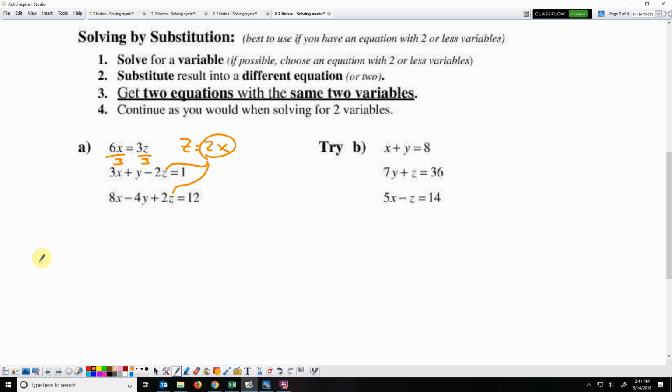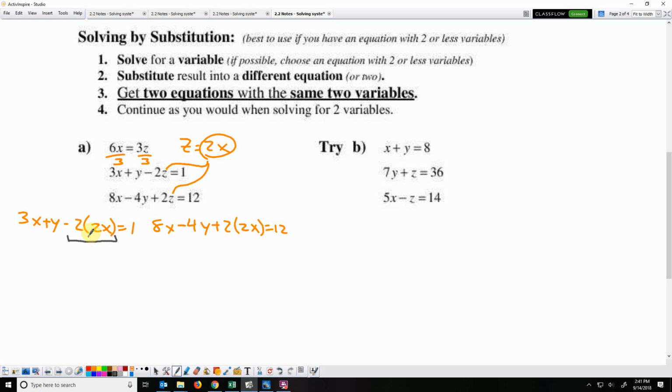So I'll get 3x plus y minus 2 times, and the z becomes 2x, equals 1. And 8x minus 4y plus 2, and that z becomes 2x, equals 12. Okay? So what I have now is 2 equations with 2 variables. That's part 3. 2 equations, 2 variables. I want to simplify those, and then we will solve as we normally would a 2x2 system.